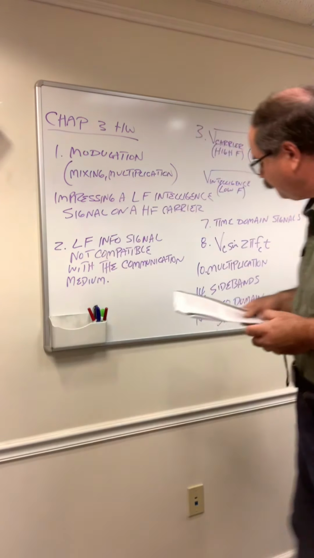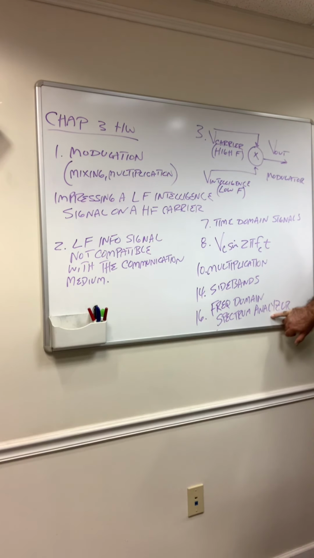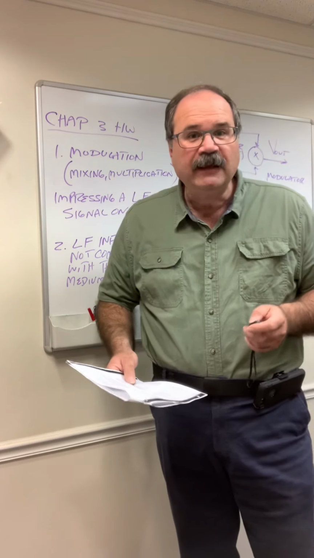And lastly, question 16, what is the type of signal whose amplitude components are displayed with respect to frequency, and on what type of instrument is this displayed? These would be called frequency domain signals, and frequency domain signals are displayed on what's called a spectrum analyzer.